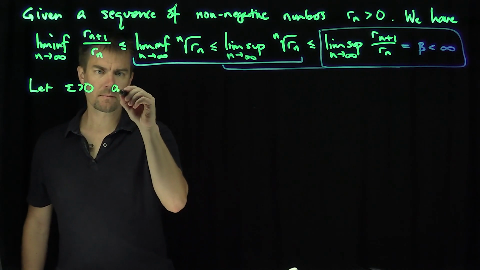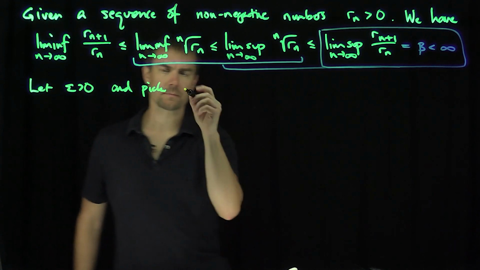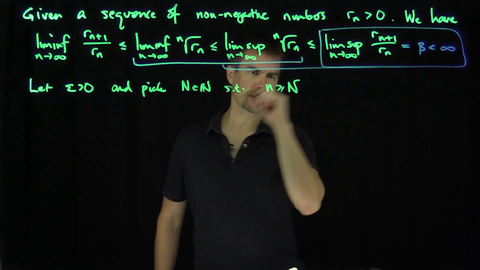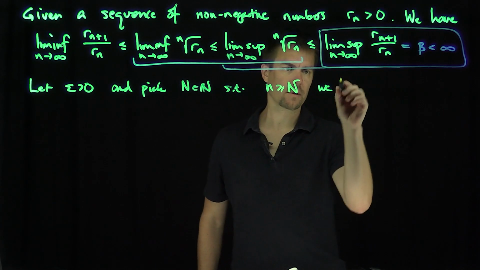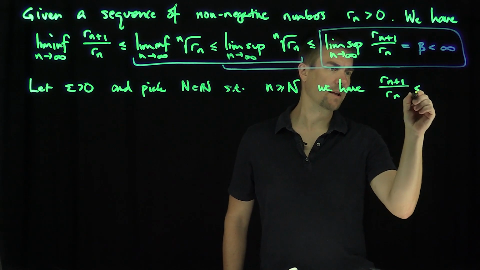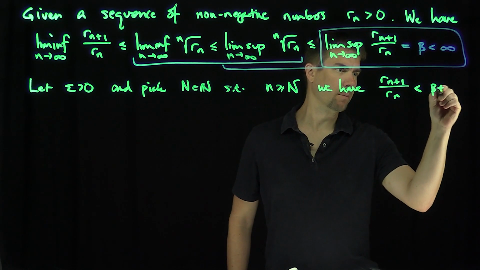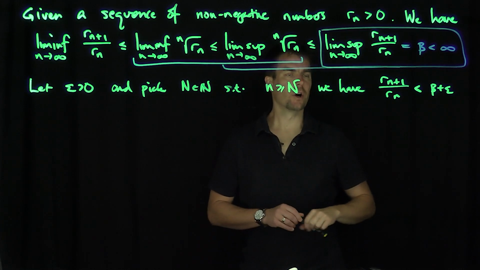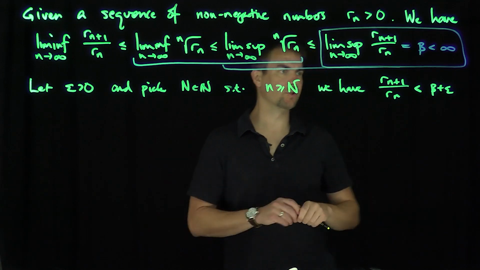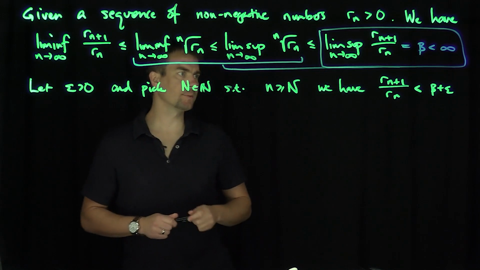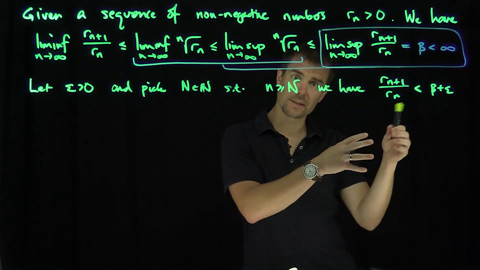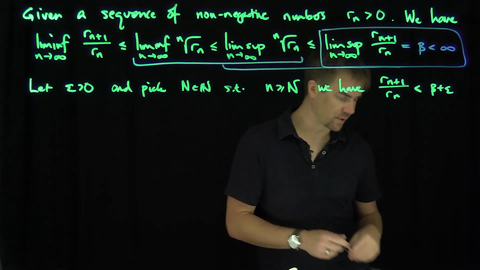and pick a capital N such that if n is bigger than or equal to this number N, we have that R_{n+1} over R_n is strictly less than beta plus epsilon, right? In other words, you're always going to be strictly less than that for n bigger than or equal to that number. So this ratio is eventually less than or equal to the limsup plus a little bit. Sometimes that ratio can jump over the limsup, but eventually that ratio has to be less than or equal to the limsup plus a little bit more, right? So we can always guarantee this.